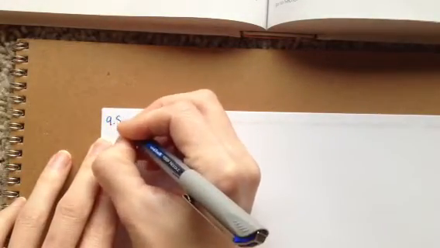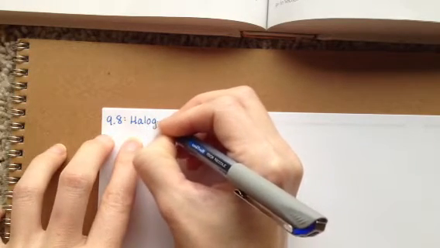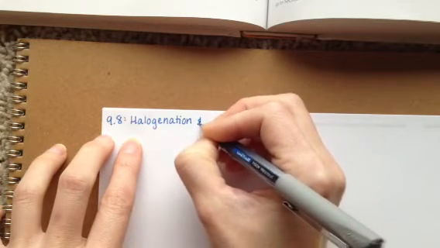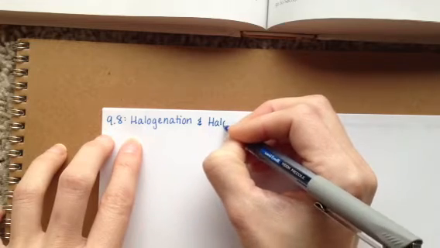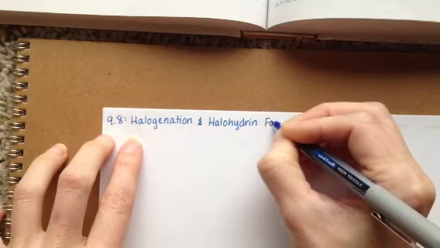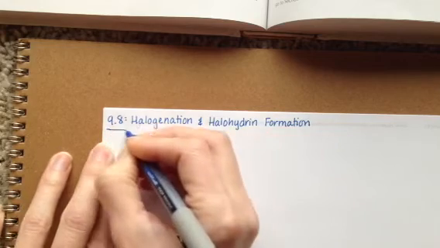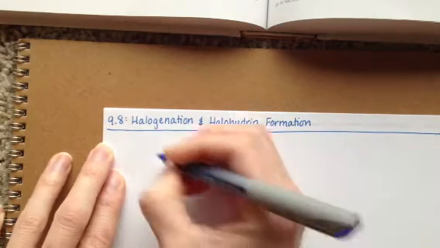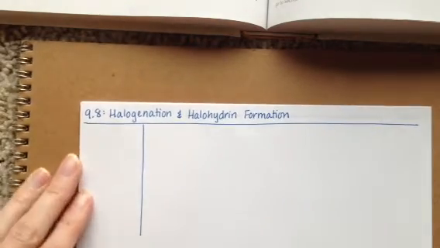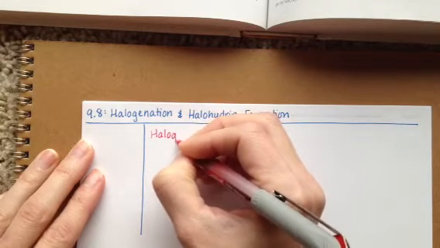Section 9.8 is on halogenation and on halohydrin formation. So starting with halogenation, because we're gonna do both of those reactions in this section.